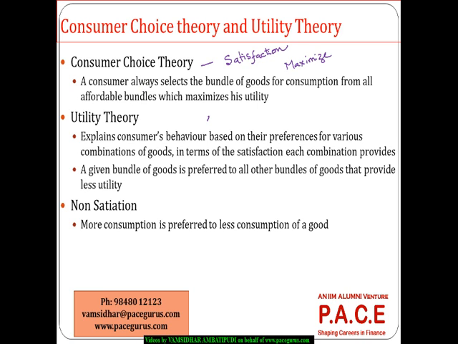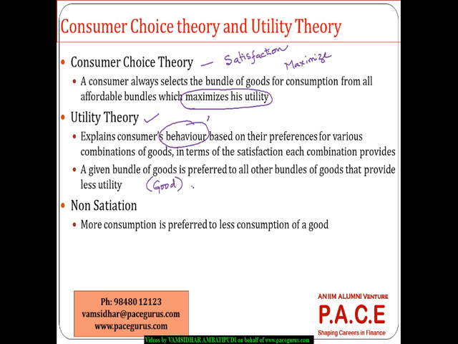That is where we are saying the consumer always selects that particular bundle of goods and services which maximizes his utility, maximizes his satisfaction. And that is what we call the utility theory, typically covering how the consumer will really behave based on the various choices that are available. So how does he look at the satisfaction that is provided by each of the bundles? Any bundle of goods that gives the maximum compared to the others is preferred. That is the reason we call it a good.